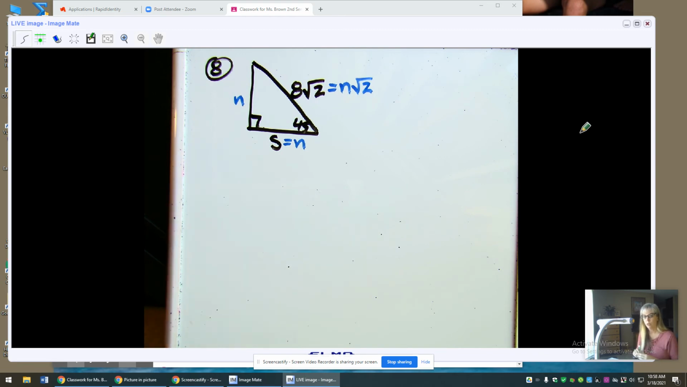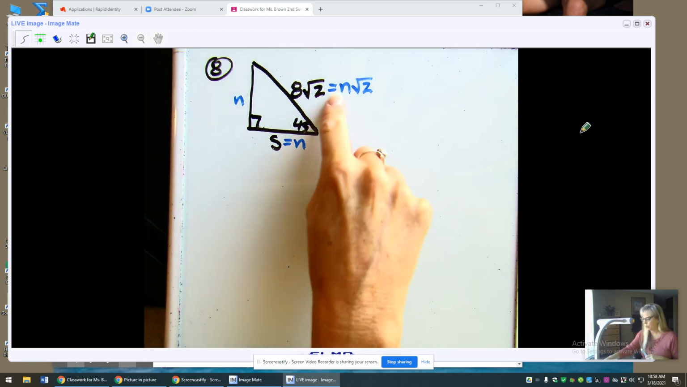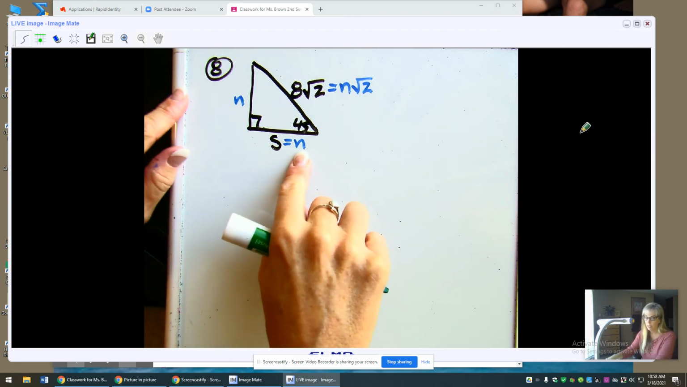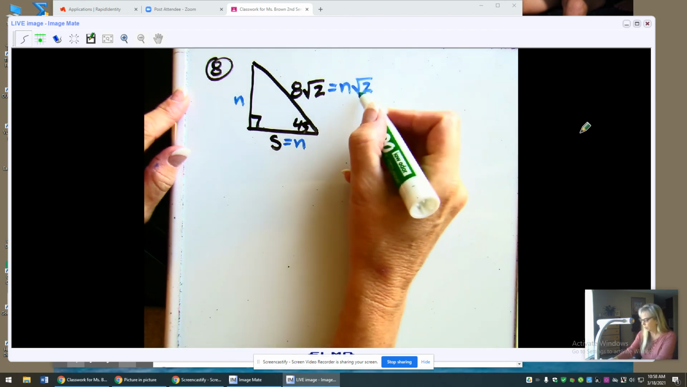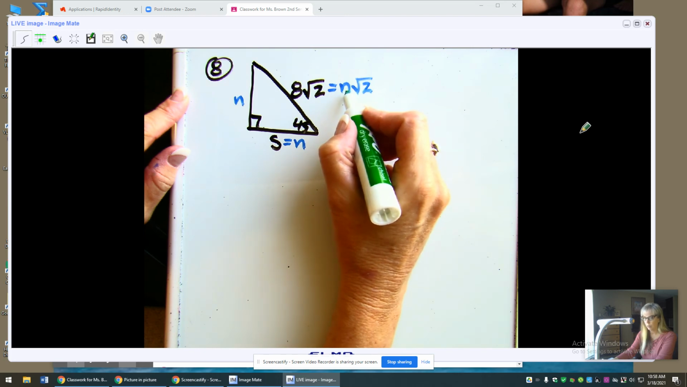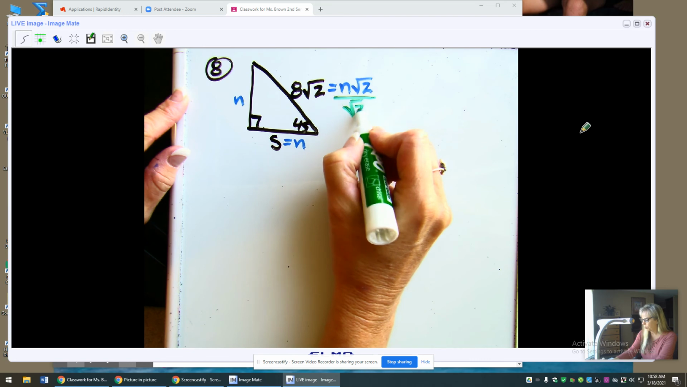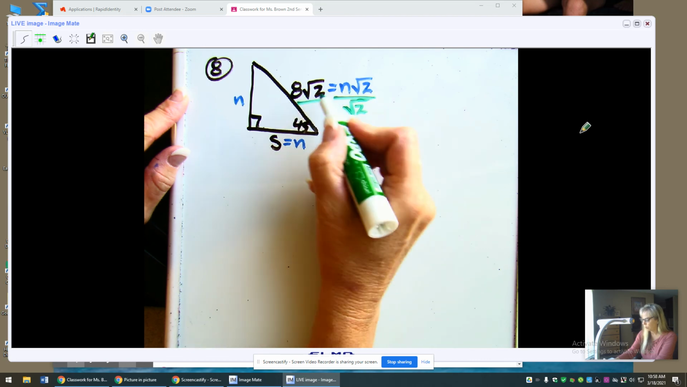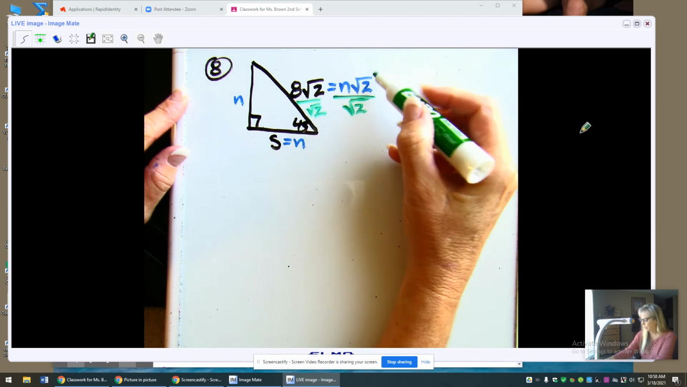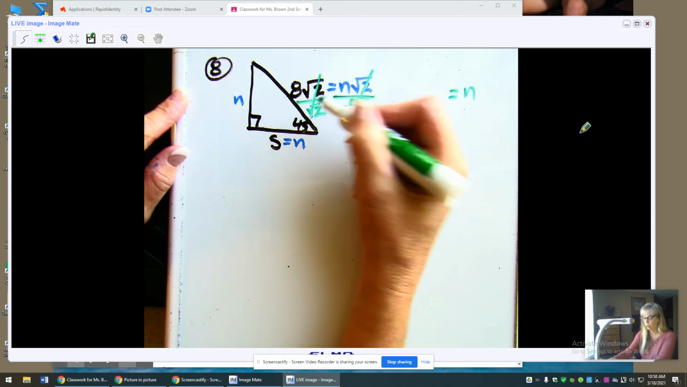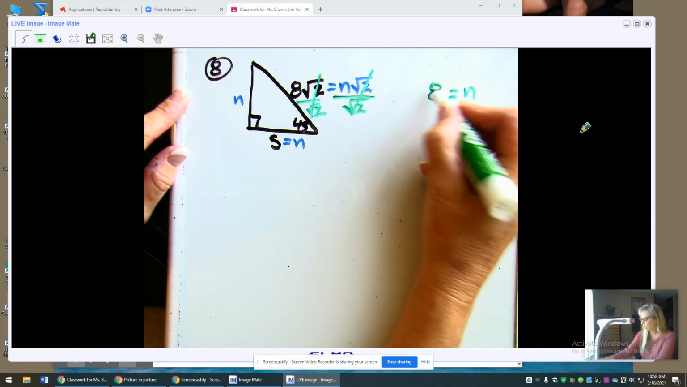Step 2, solve the equation created with the given information and the ratio. We can't solve that, not yet. We can solve this. We want to get n by itself. We've got to get rid of that square root of 2, so we'll divide it out, creating a 1. Here it creates a 1. I'll write n over here. Here it creates a 1 and is 8.